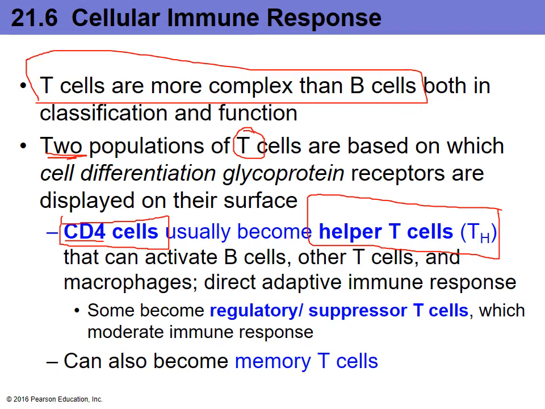site of injury. Now, in addition to the helper T cells, your CD4 cells can also mature into what we like to call suppressor T cells. Some books like to call them regulatory T cells, as well as memory T cells. So a CD4 cell has the potential to become a helper T cell, a suppressor T cell, or a memory T cell.